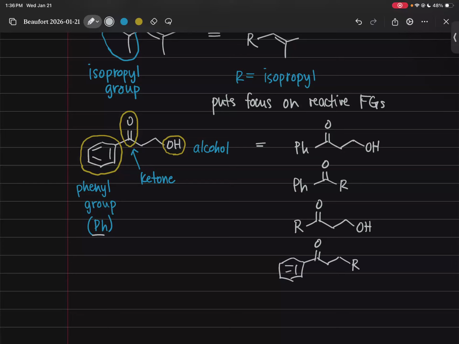The third one, okay, in this case, what we're saying by drawing this structure is that the right side of the molecule is what's important to us. The phenyl group doesn't matter. So it could be a phenyl group, it could be a phenyl group where we've attached something to one of these carbons and so on and so forth.